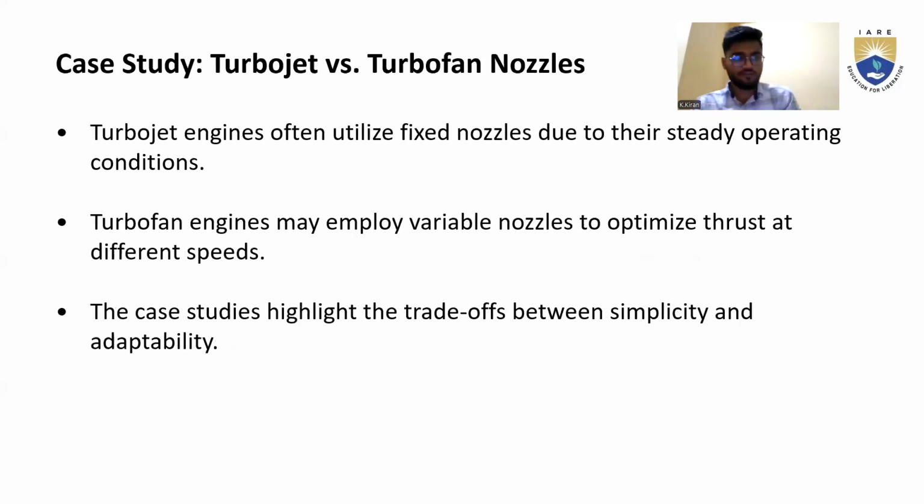Now we can see here one example of a case study: turbojet versus turbofan nozzles. Turbojet engines often utilize fixed nozzles due to their steady operating conditions, and turbofan engines may employ variable nozzles to optimize thrust at different speeds. The case study highlights the trade-off between simplicity and adaptability.